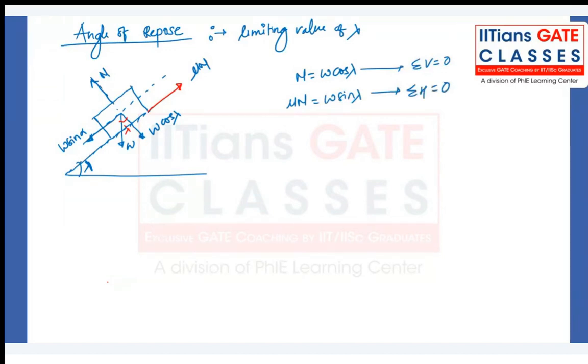So if you put the value of N into this equation, what you will get is mu times W cos of lambda is equal to W sine of lambda. W will get cancelled. Tan of lambda is equal to mu, right? But what is mu? Mu is nothing but the tan of phi. We already studied it.